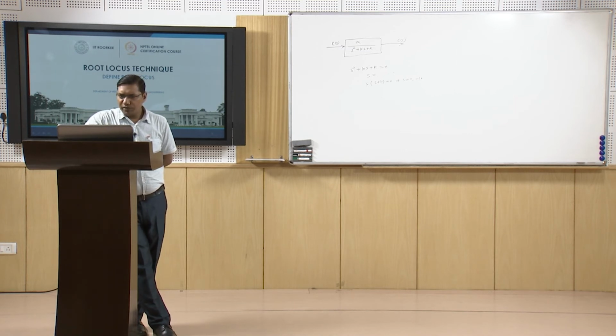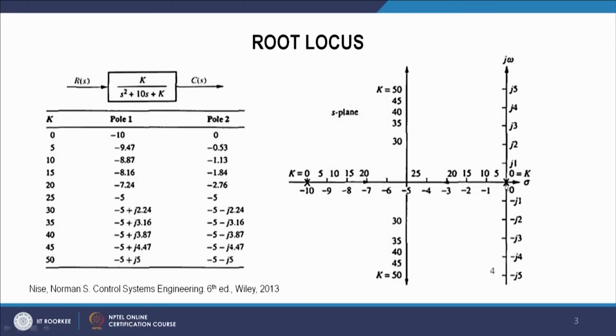And these poles we are plotting here on the s plane, that is, the sigma j omega axis is here, and we represent these poles. First we represent for k equal to 0, minus 10 and 0. So this is the pole at 0 and minus 10 here. Now we are changing k from 0, 5, 10, 15, 20, and these poles are changing. So minus 9.47, then minus 8.87 and so on, and this is moving.